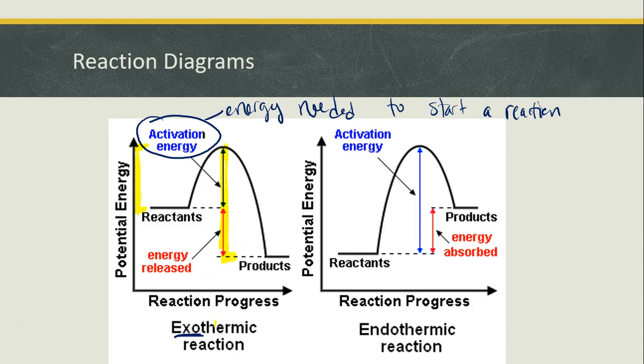So anytime you have an exothermic reaction, you'll see a shorter hill on the left side and a much larger hill on the right side, because this is the energy going in on the left, and this is the energy coming out over here on the right.